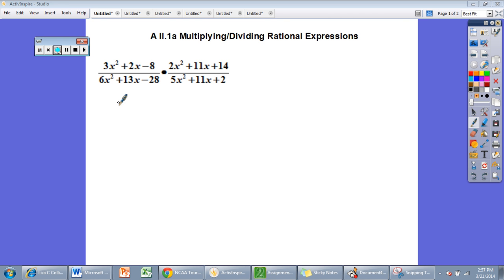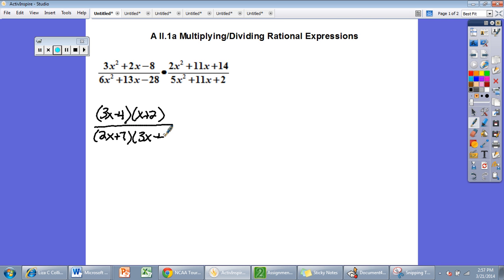So, to factor the numerator of your first fraction, it is 3x minus 4 times x plus 2, and the denominator is 2x plus 7 times 3x minus 4. The numerator of your second fraction is x plus 2 times 2x plus 7, and the denominator is 5x plus 1 times x plus 2.